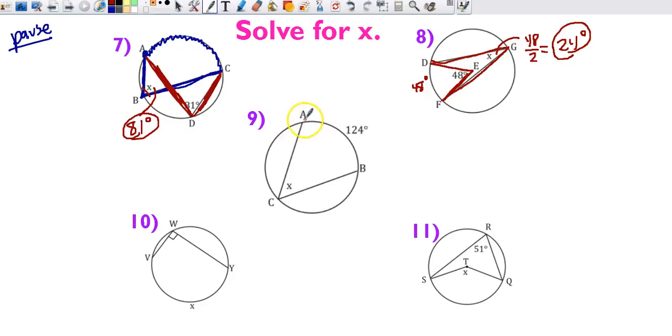All right, question number 9. You have the arc. You want to get the angle. So the angle is half the arc. So if I take the arc and divide by 2, I get the angle. So it's going to be 124 divided by 2. So that's going to give you 62.